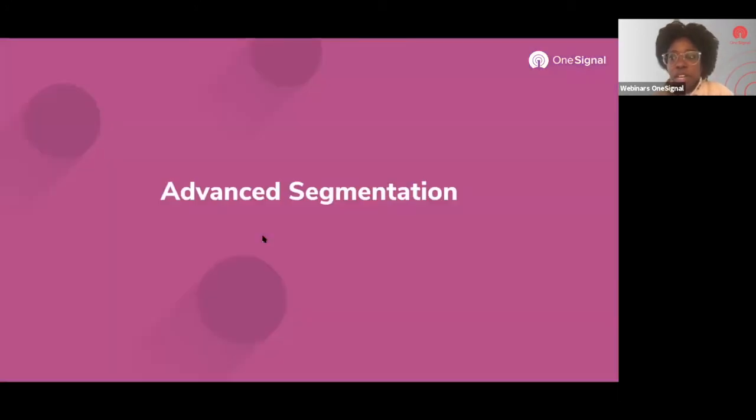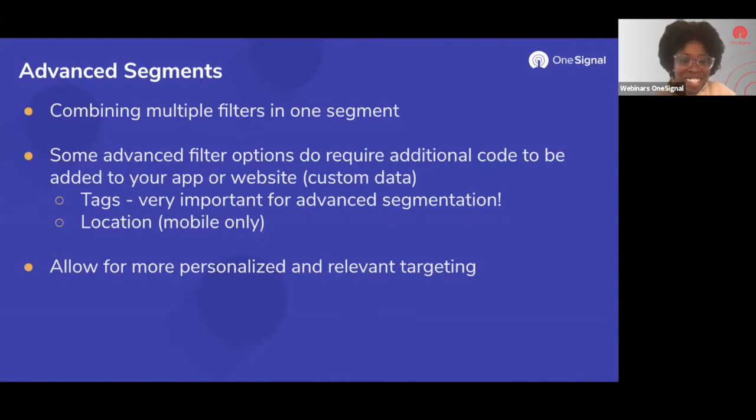So now that we've done a quick overview of what a segment is and the filters, let's get into advanced segmentation, because this is why you guys came today. So let's get to the good stuff. Advanced segments, essentially, are combining a lot of filters to create one segment. This just lets you get a little bit more targeted and specific with your group to hopefully engage them on something you know they're interested in or based on a specific event.